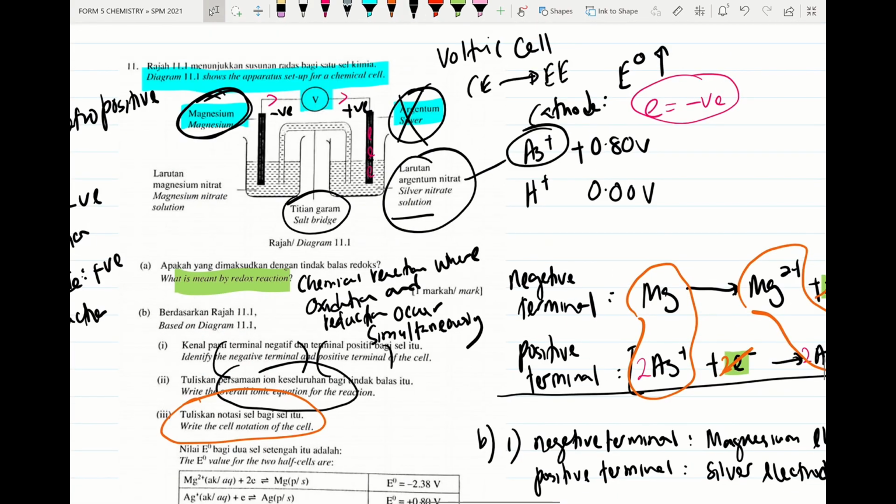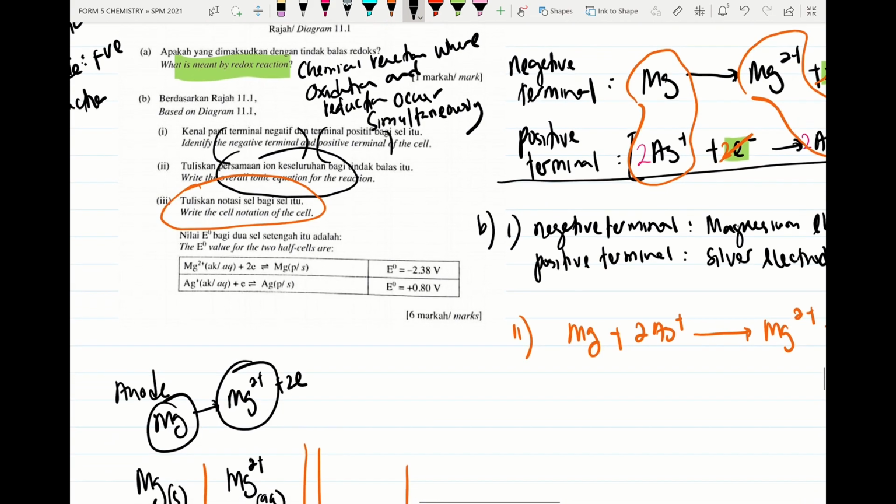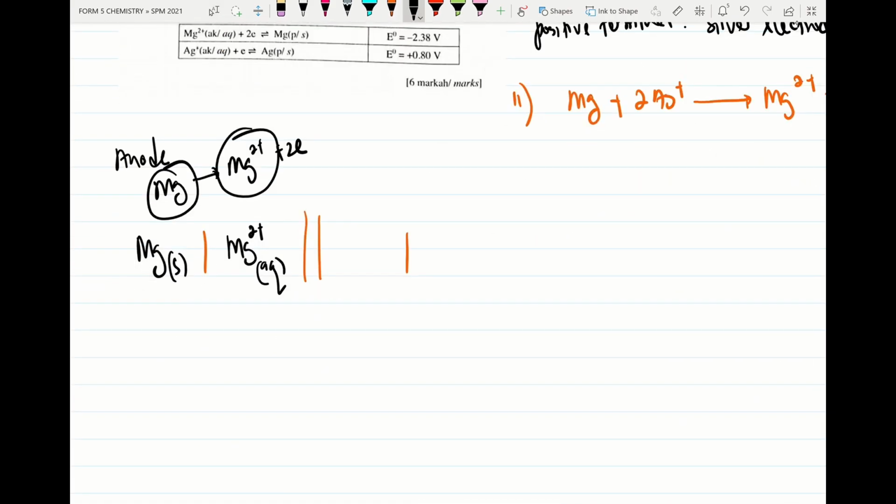If the concentration is not given, there is no need to write the concentration. In this question the concentration is not given. So we go for the half equation at the cathode. Half equation at the cathode: silver ion gains 1 electron and forms silver atom.